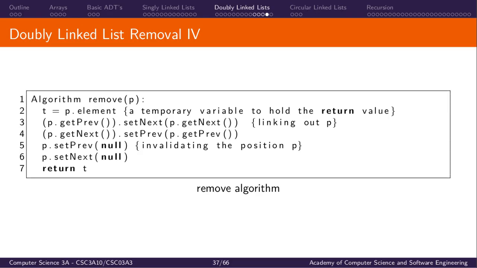We do the exact same thing with P's next. We change its previous, so we refer to it with p.getNext. Then we set its previous, .setPrevious, to the node that occurred before P, so p.getPrevious. That essentially works P out of the list in the reverse direction. Then we set P's next and previous to null, and then we return that T.